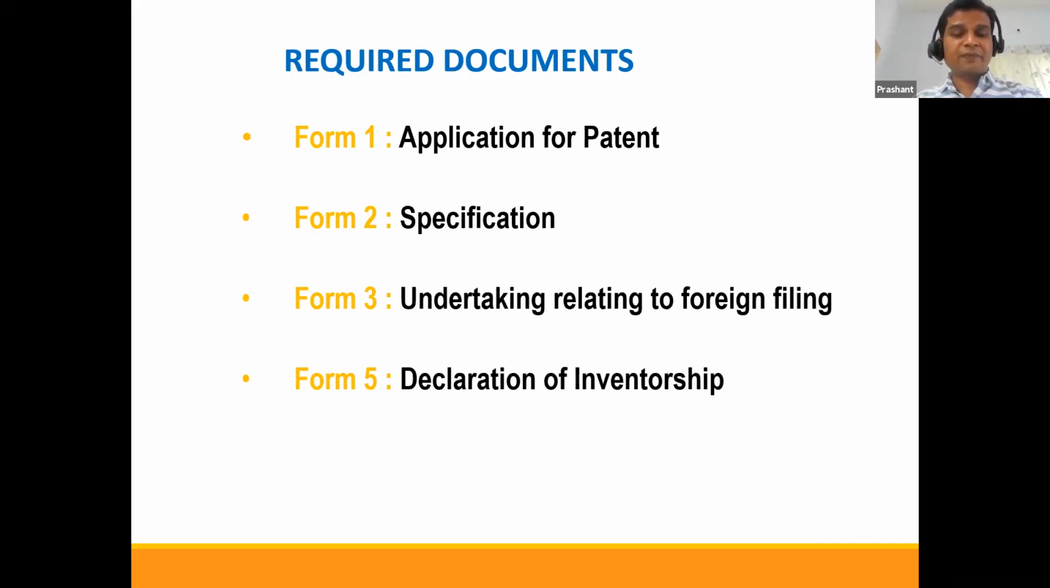Okay, yeah. And then the next form required is Form 3, which is an undertaking related to foreign filing. So you need to tell the patent office that this invention is filed in India, and there is no corresponding application we have filed in USA or Europe or any other country. As and when we file, we will communicate to you using Form 3 extension, which is called the annexure to Form 3. But this is mandatory to update the patent office on whether there is any outside application filed by you.